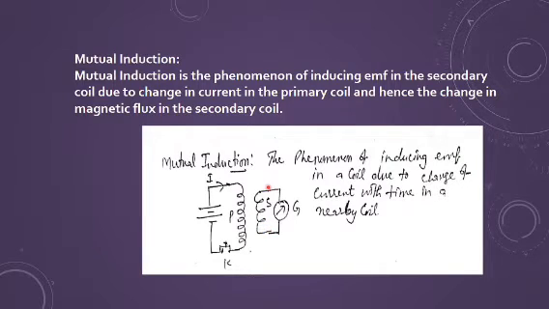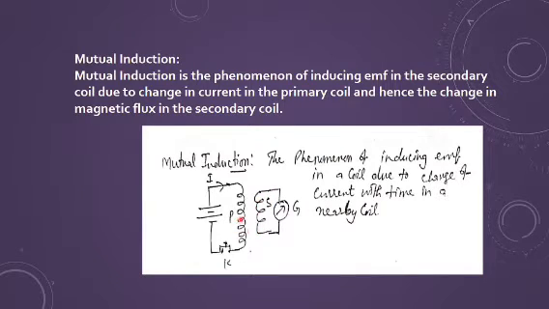So mutual induction, if you want to define it, is the phenomenon of inducing EMF in a coil due to change of current with time in the nearby coil. The coil from which I am passing the current is known as the primary coil, and the coil in which the induced current or induced EMF is produced is termed the secondary coil.